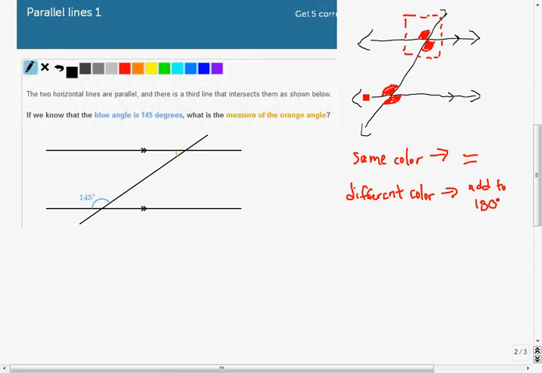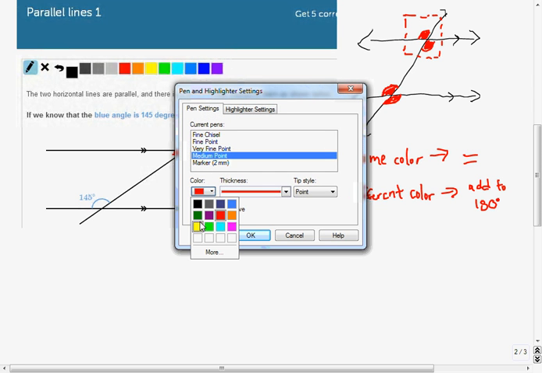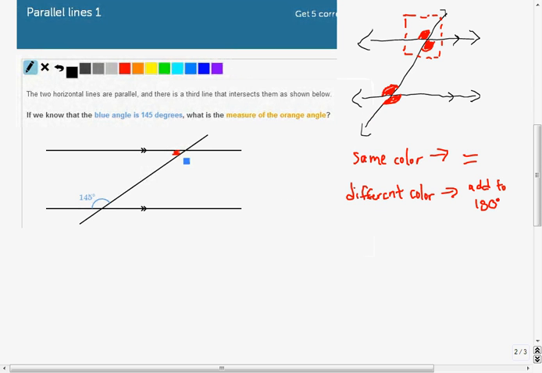So let's take a look at the position of these two angles. So we have this angle right here. Let's pick a different color. This angle right here. We have this angle right here. As you can see in my diagram, this was a white angle originally and this was a red angle, so they are different colors, which means they add up to 180.